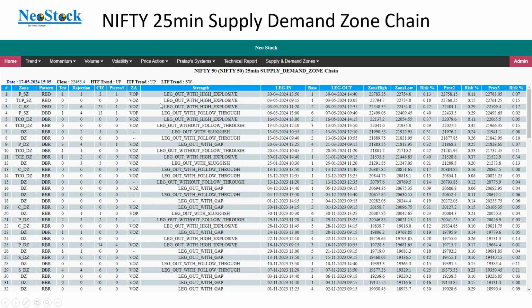And this is a 75 minutes supply zone. Please pause the video and look into these zones. And there is a high liquidity zone, TCP_SZ, C_SZ. Let me draw both these supply zones. And then we will focus on the 15 minute zone. At present the 75 minutes time frame trend is sideways.